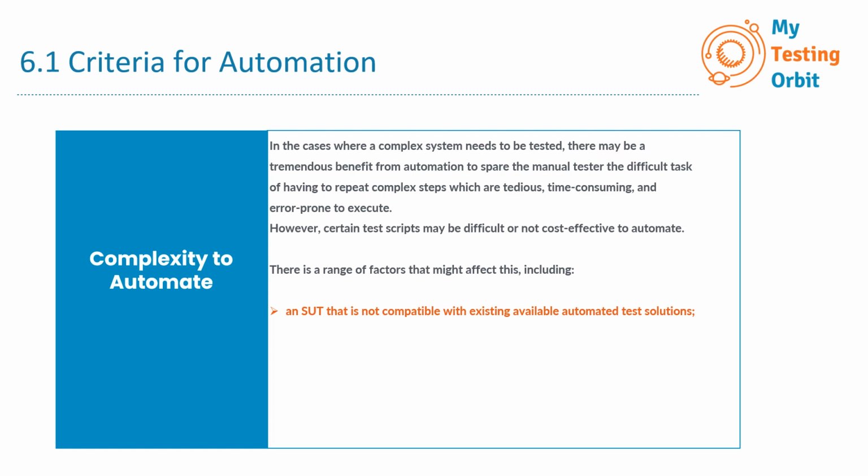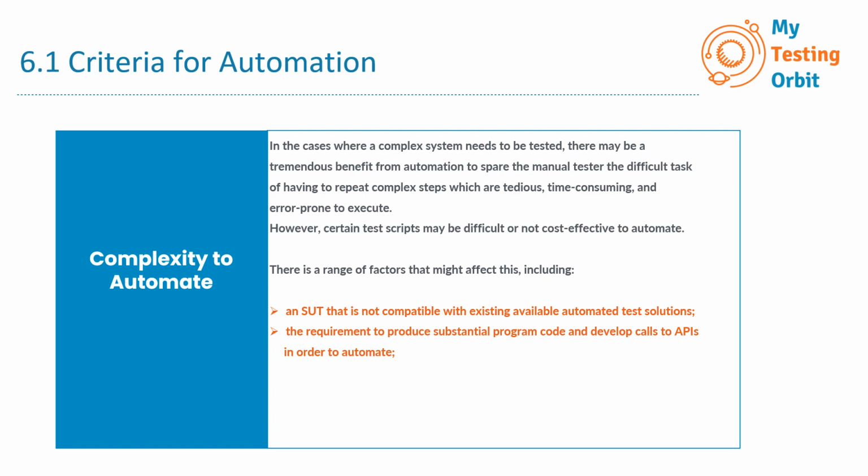This lack of compatibility can stem from multiple reasons. It can be the application design, its technology stack, or how it handles data and interactions. When compatibility is an issue, it may require significant effort to adapt the application or the testing tools, which makes automation less practical or even infeasible for certain situations. In such cases, manual testing might be the more suitable approach.